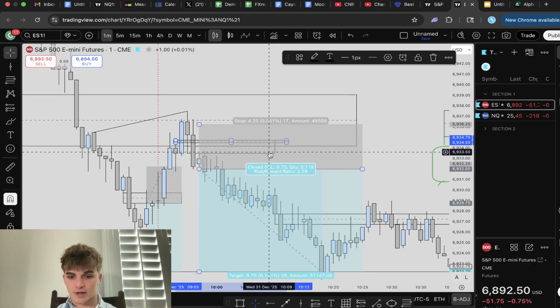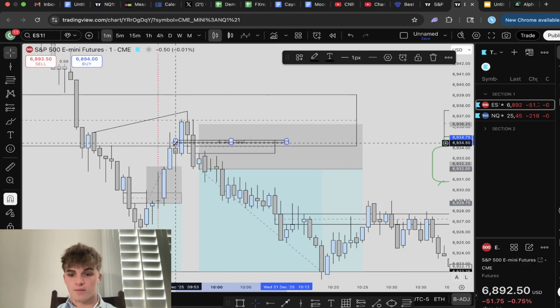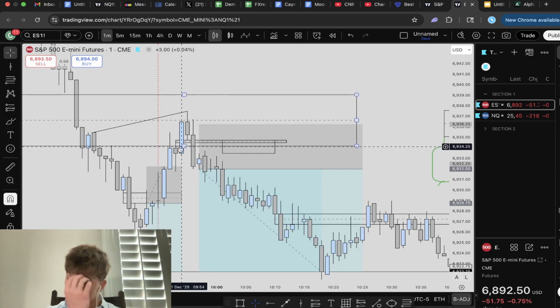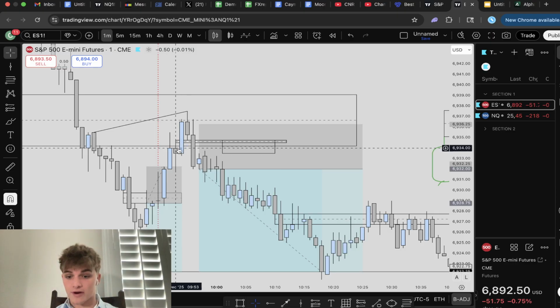I'm looking at this fair value gap right here. This one. Boom. And then the candle is going here. Let me just move that. Boom. There you go. Now we can see it better. As I just said, we have bearish, bullish, bearish. This is a bullish fair value gap.